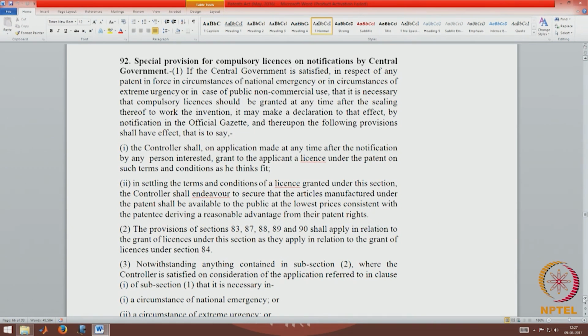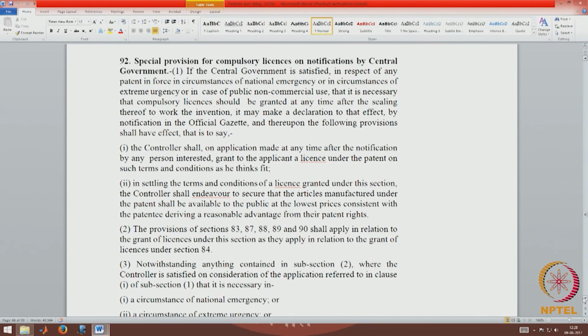Now let us look at the procedure after the notification. So let us assume that the notification is there. Now the controller shall, one says that the controller shall, on application made at any time after the notification by any person interested, grant the applicant a license under the patent on such terms as he thinks fit. So once the notification is made, any person interested shall make an application and the controller can grant.